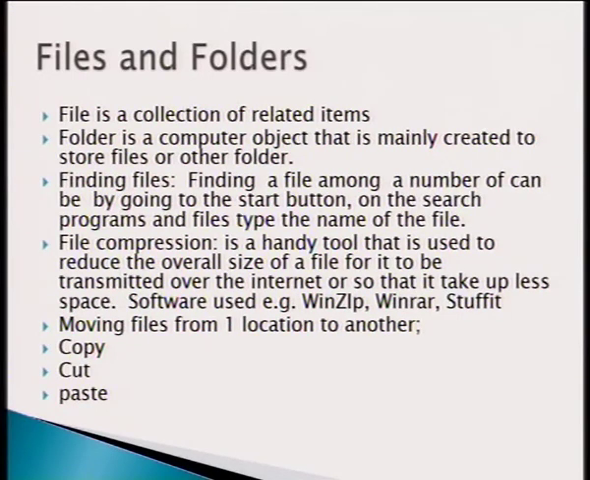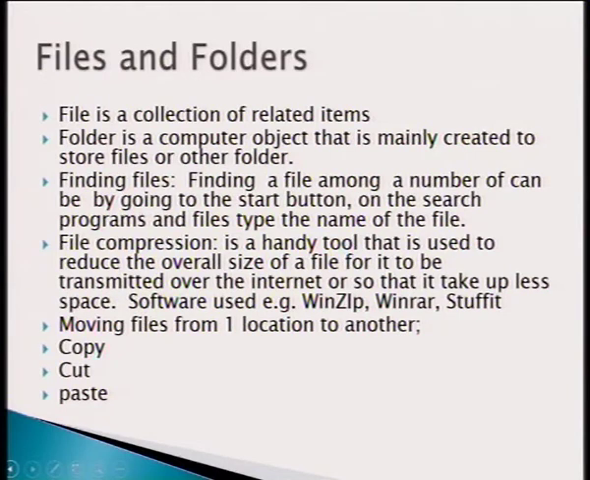Now there comes a point where you know the name of a file, but you don't know where you stored it. There's actually an easier way to search for a file. What you do is go to your start button, at the bottom corner, and click on it. There will be an option called search programs and files. Right there, you type the name of the file, and all the names related to that file will appear.